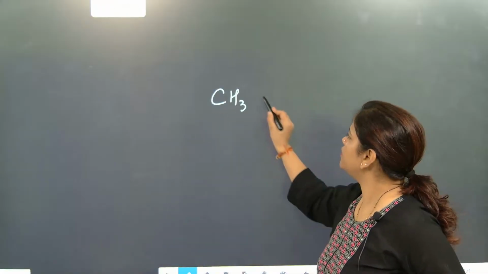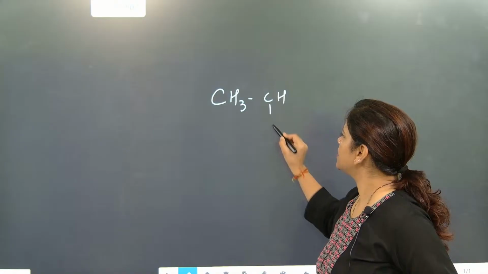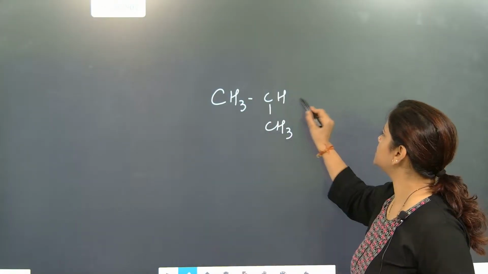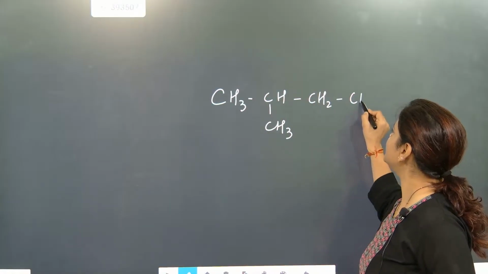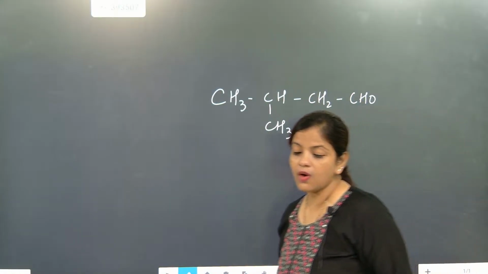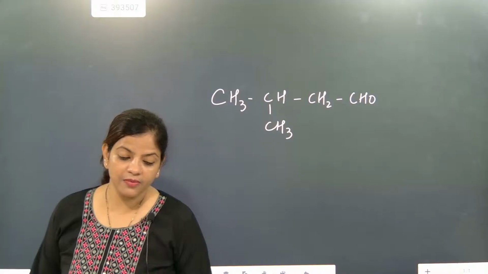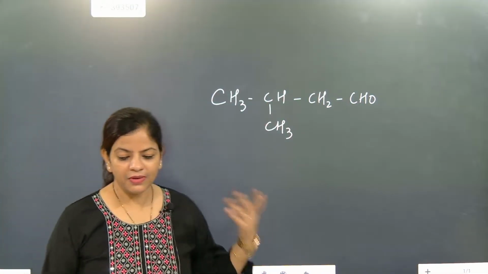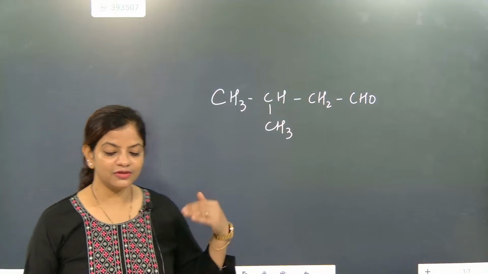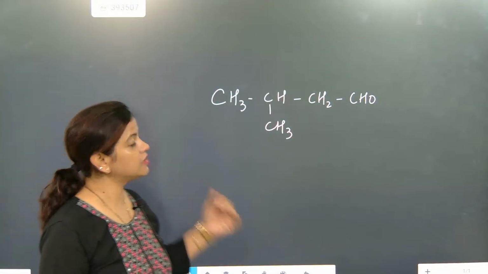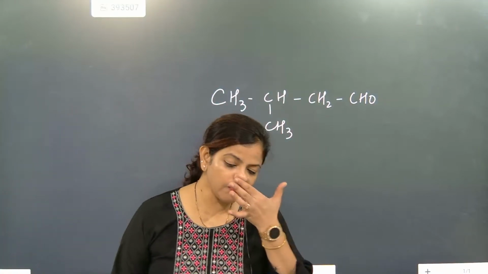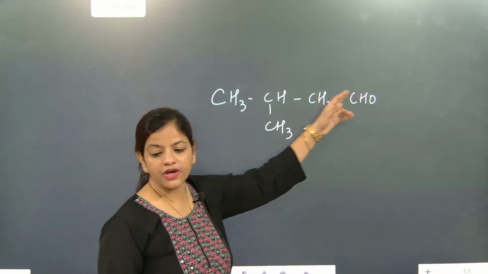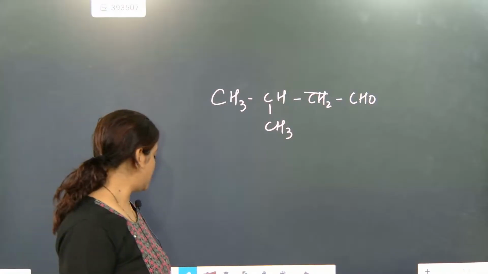So CH3, come on children, do it. CH3 is there, afterwards CH2 and CHO is there. Now how are we going to name it? Come on children, how are we going to name it? From where are we going to start numbering? Are we going to start numbering from this side or from this side?